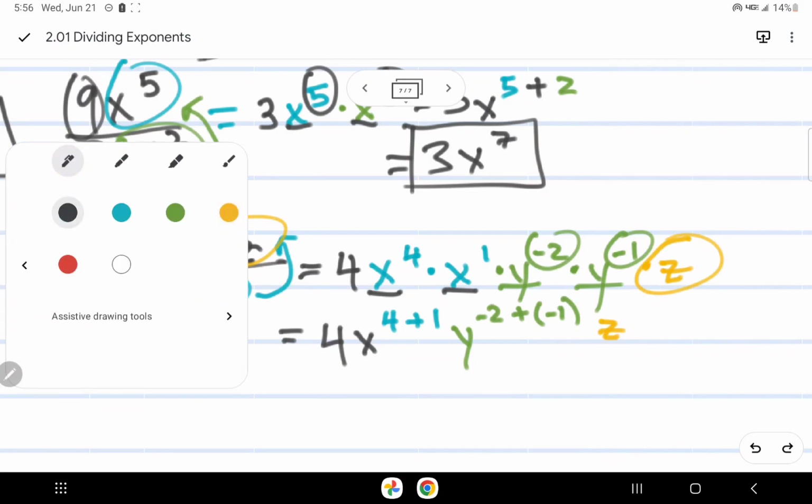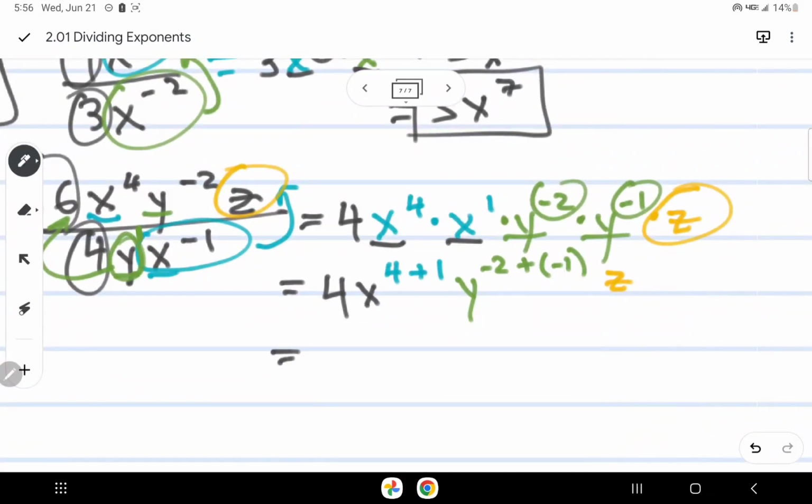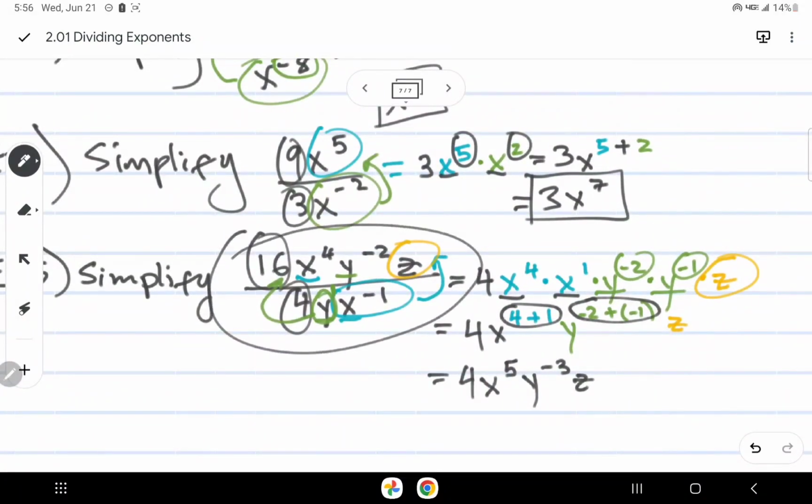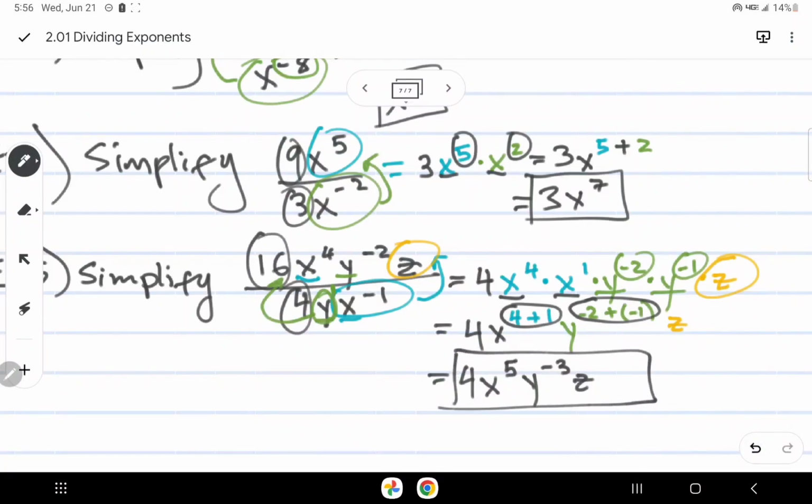Okay, so now let's try to simplify this some more. 4 is just 4. For x, 4 plus 1, that's just 5. So x becomes x to the power of 5. And then y, negative 2 plus negative 1, or negative 2 minus 1, that's just negative 3. And z is just by itself, so we just write it down. Hence, simplifying this renders us this. Therefore, our answer is 4x to the power of 5, y to the power of negative 3 times z.